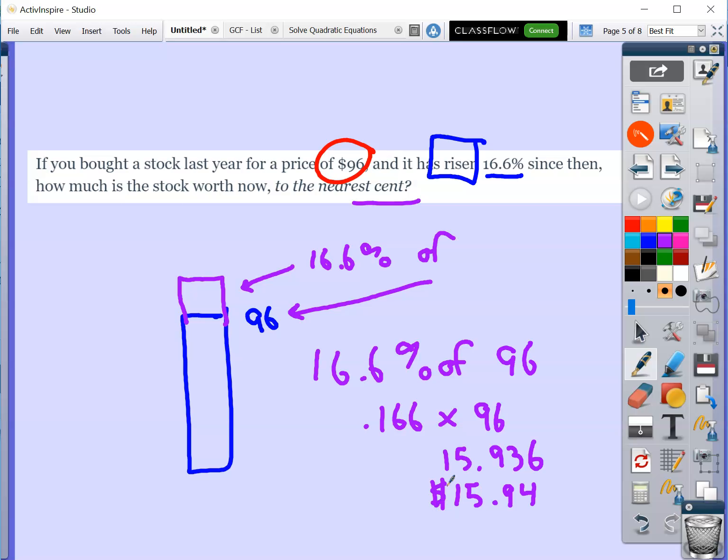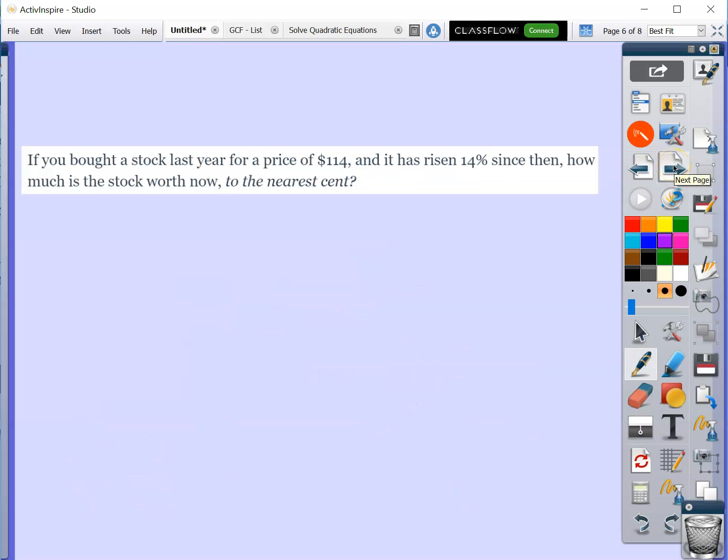Okay, but that is not the new price of the stock. Remember, it rose by this amount. So we're actually going to take $96 and add $15.94 to it. Okay, and that gets us $111.94. Okay. So let's look at another one here.